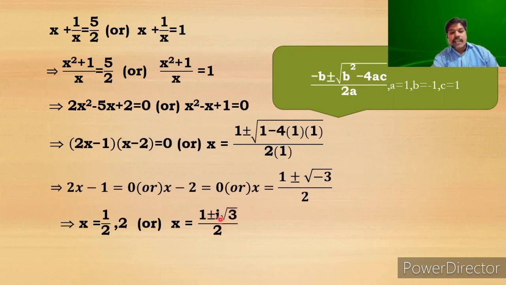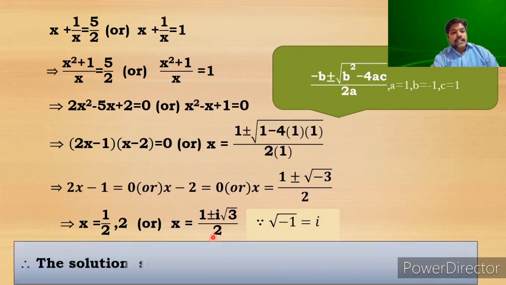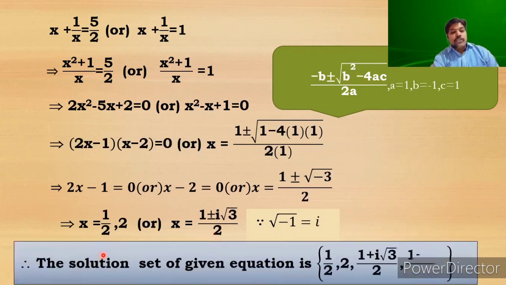So what is this i? I already told you that root of minus 1 becomes i. Under root of minus 1 it becomes i. So that will become i root 3 by 2. So what we can declare is, therefore the solution set of the given equation is 1 by 2, 2, and 1 plus i root 3 by 2 and 1 minus i root 3 by 2.